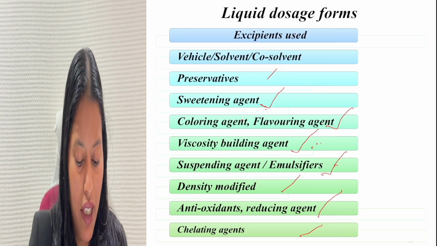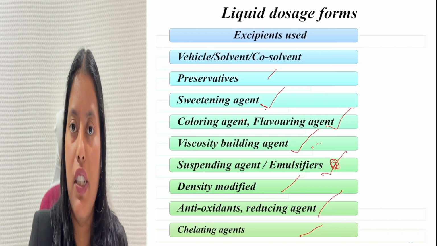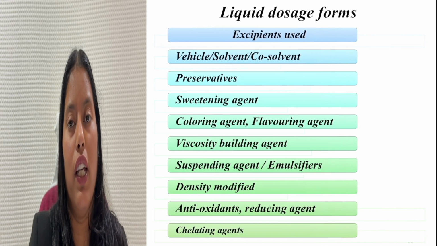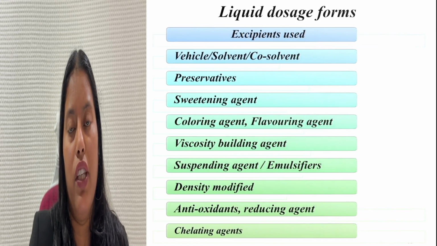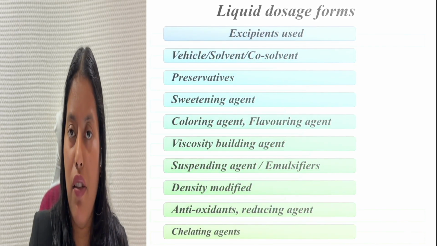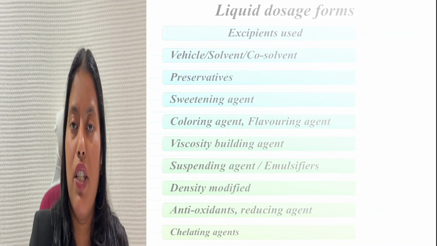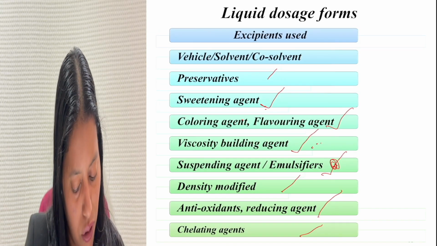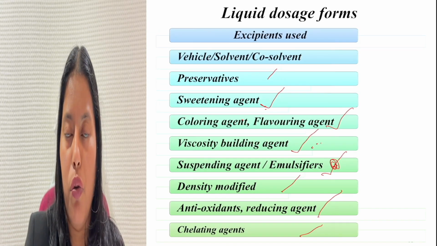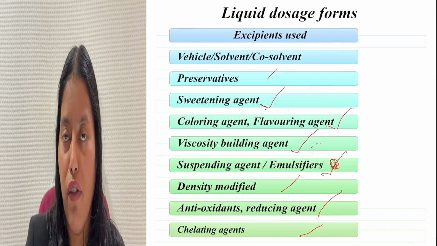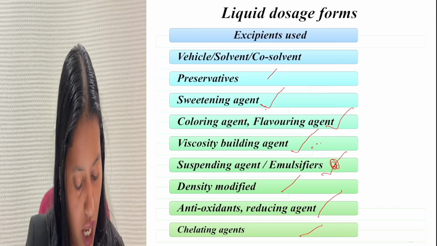You have emulsifiers. As you know, the biphasic system, that is the emulsion, when you prepare emulsion containing water and oil, they have high surface tension between them and they do not mix with each other. So when you add the emulsifier, they overcome this surface tension, and they reduce the surface tension between these two phases, and the phases are mixed together. Next, you have density modifier. To make the prepared formulation have similar density to the body fluid, density modifiers are used.